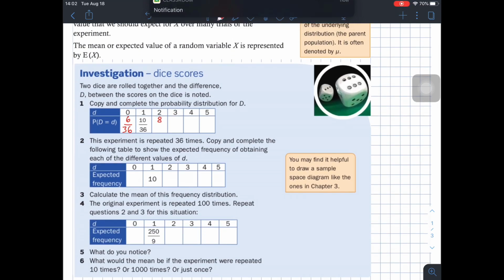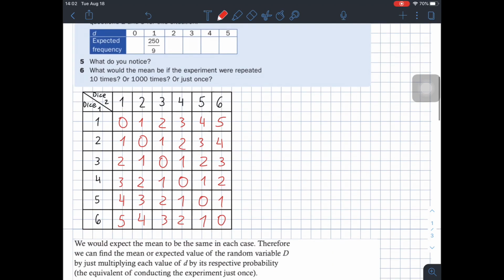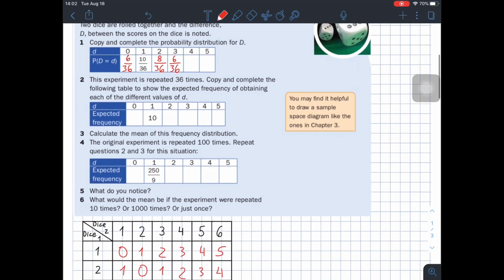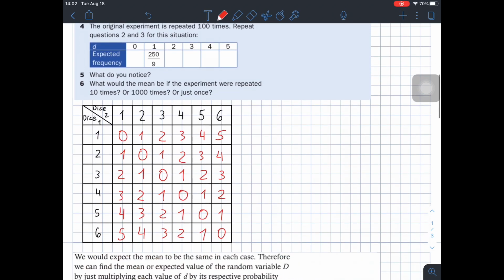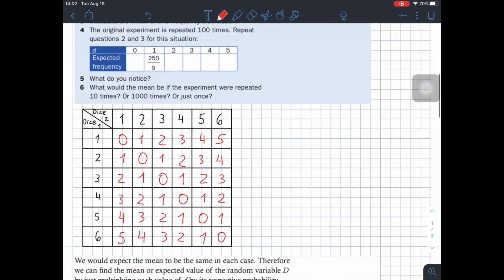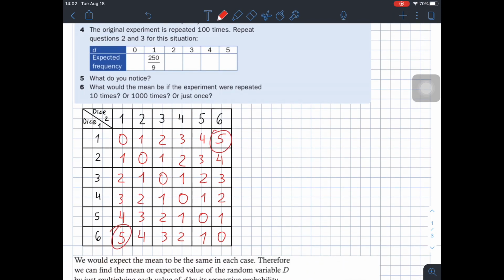The probability of getting a 2 is 8 out of 36. Probability of getting a 3, 1, 2, 3, 4, 5, 6. 6 out of 36. Remember, I'm not simplifying this for a reason. We're going to see that in a second. 4 is 1, 2, 3, 4. So 4 out of 36. And finally, for number 5, we should get what's remaining, 2 out of 36.